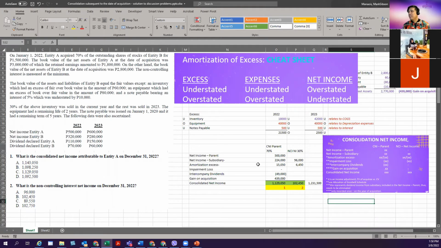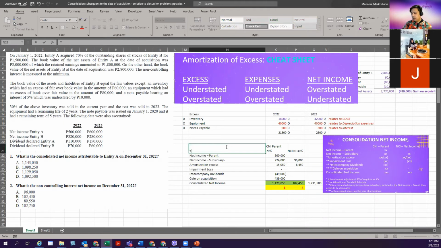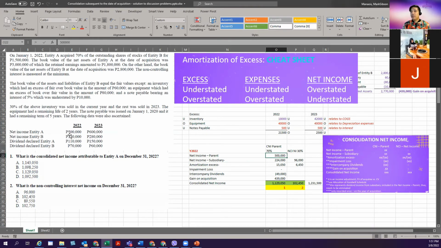So, net income parent. Sabi natin, net income parent, this is 2022 muna ha. Lagay ko dito, year 2022. So, meron ka 500,000. Saan galing 500,000? Yan. From the operation, own statement of entity A. So 500,000.